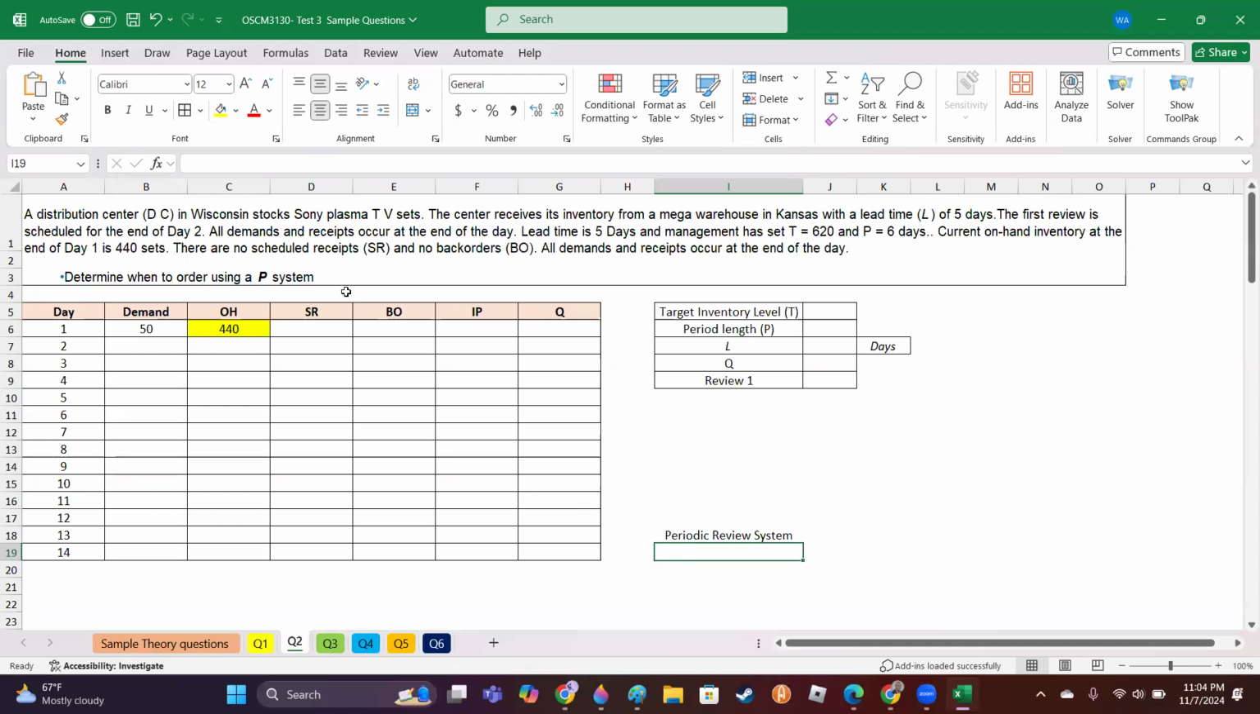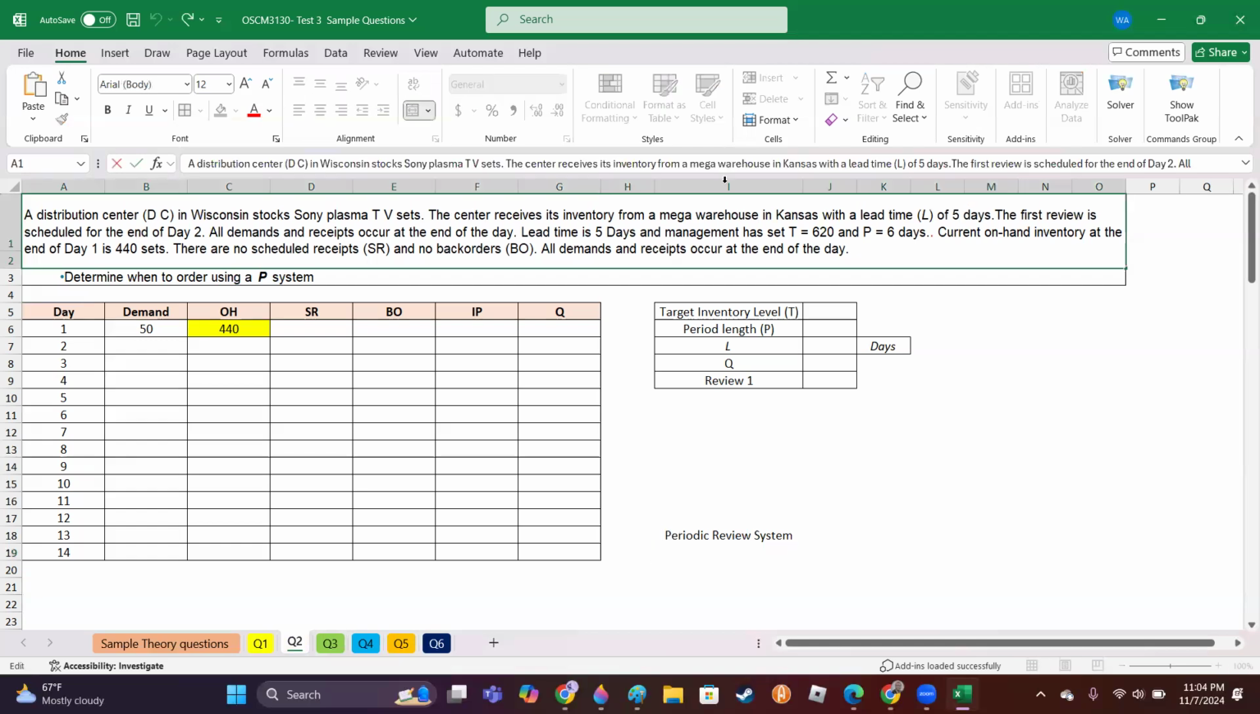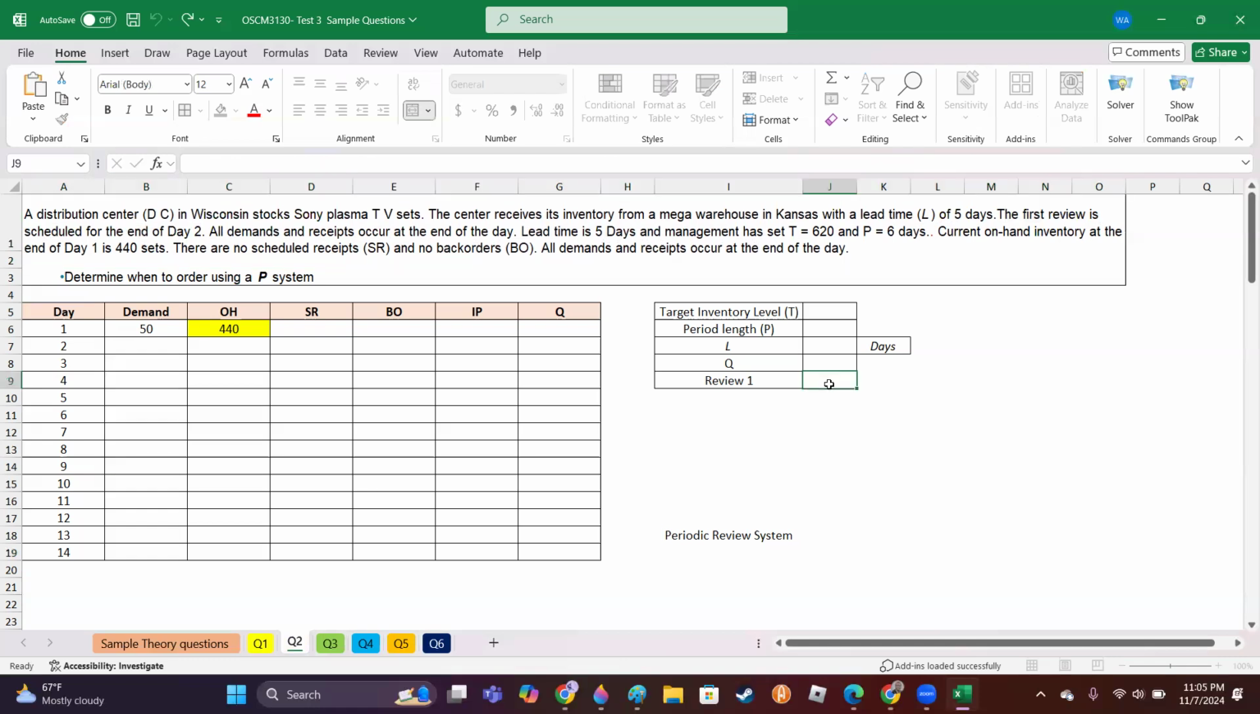Okay. So with this question here, we're told, again, the lead time is 5 days. We're told something here called the first review. The first review is scheduled for the end of day 2. So that's going to be the first time that we're going to be checking the system to see whether we have enough inventory. So I'm going to put that our first review here is going to be on day 2.